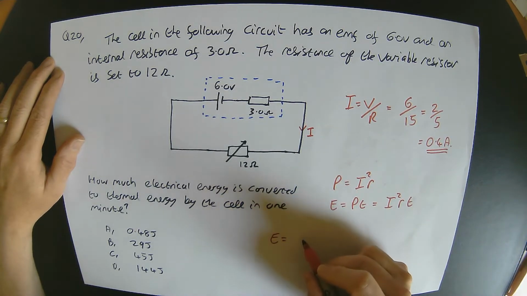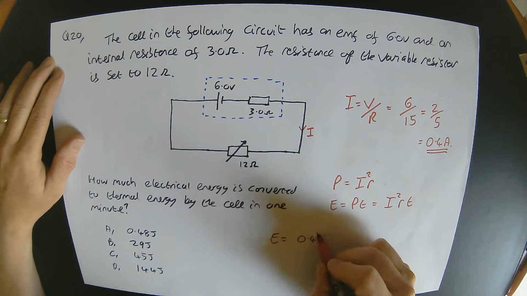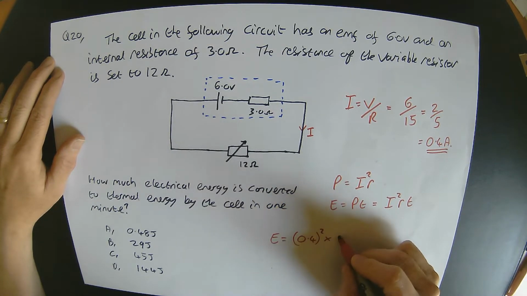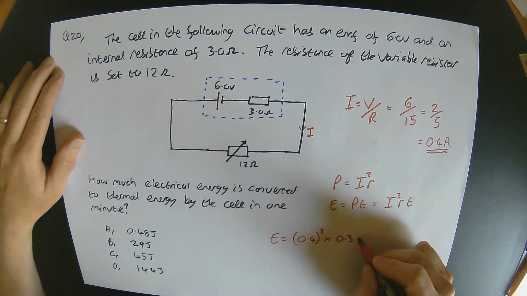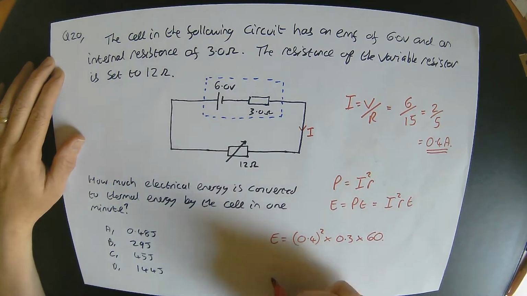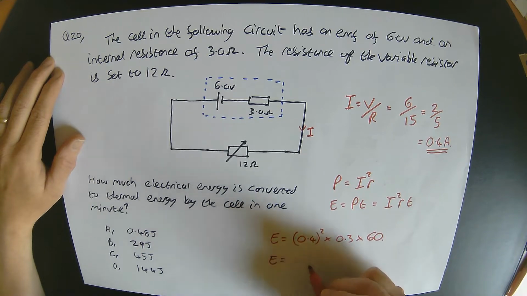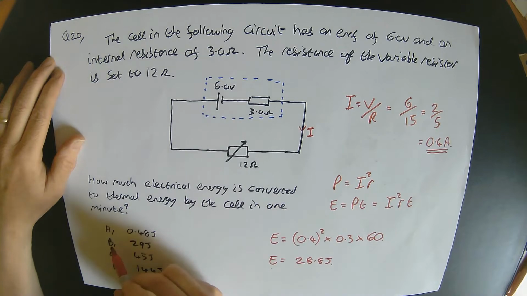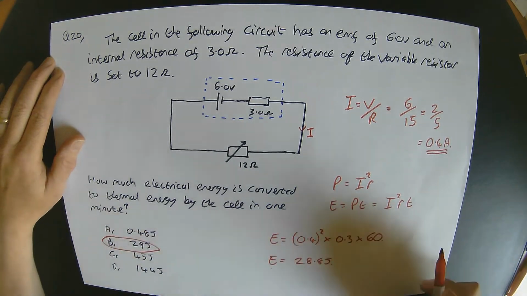The energy is 0.4 squared times 0.3 times 60 seconds, not 160. And that gives us an answer of 28.8 joules, which is B.